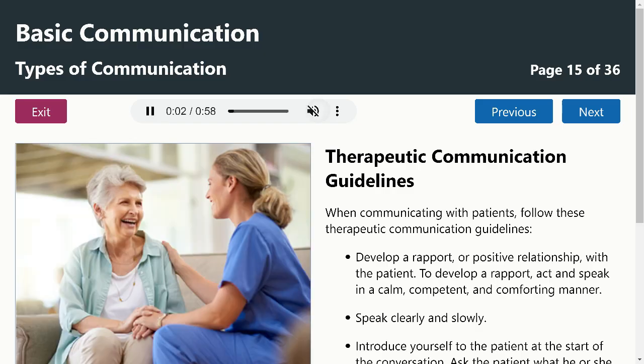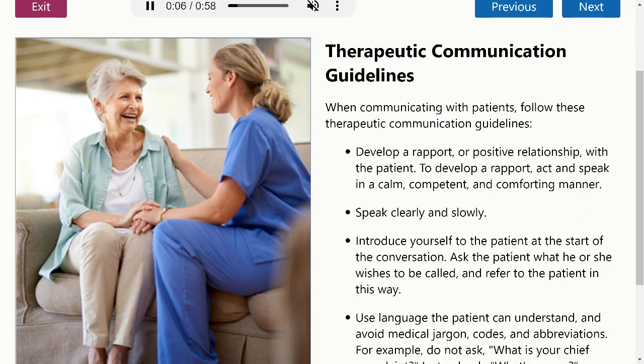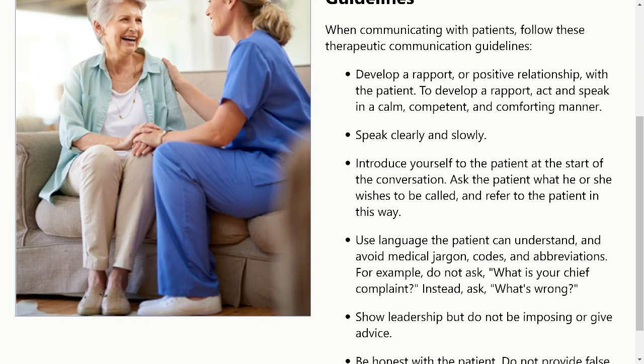Therapeutic communication guideline. All right, so when you communicate with the patient, these are the guidelines you should follow. Develop a rapport, or a type of positive relationship, with the patient. To develop a rapport, act and speak in a calm and confident manner. Speak clearly and slowly. Introduce yourself to the patient at the start of the conversation. Ask the patient what he or she wishes to be called and refer to the patient in this way.